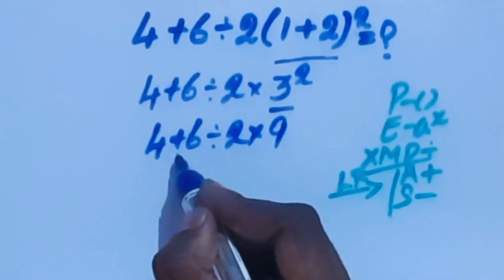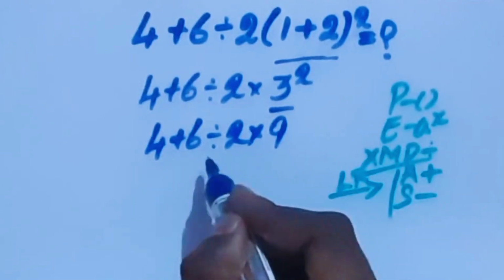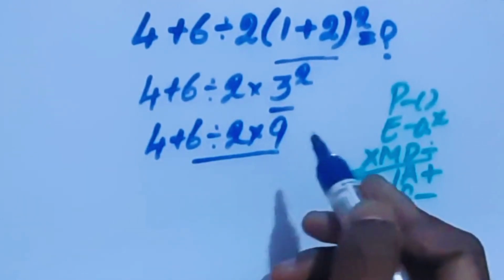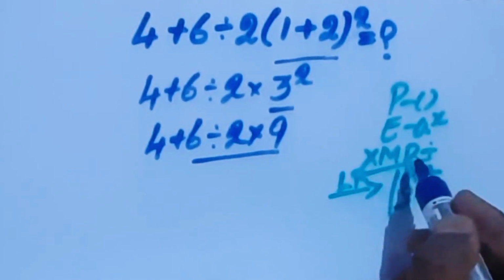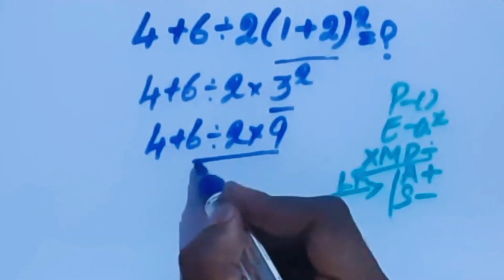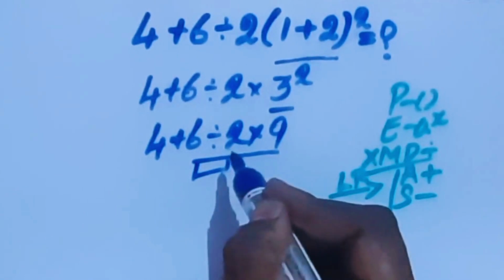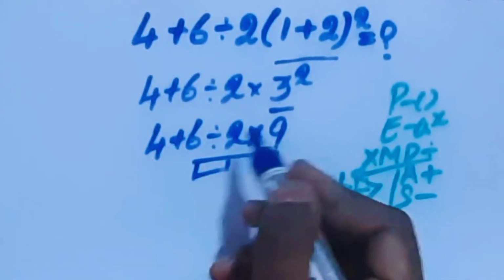Here we have addition, division and multiplication. The next priority is multiplication and division. So we have to do this division and multiplication before the addition. Here multiplication and division are equal priority. For equal priority, we use the left to right rule. Here, left to right, it is 6 divided by 2. We have to do this 6 divided by 2 before the other operations.